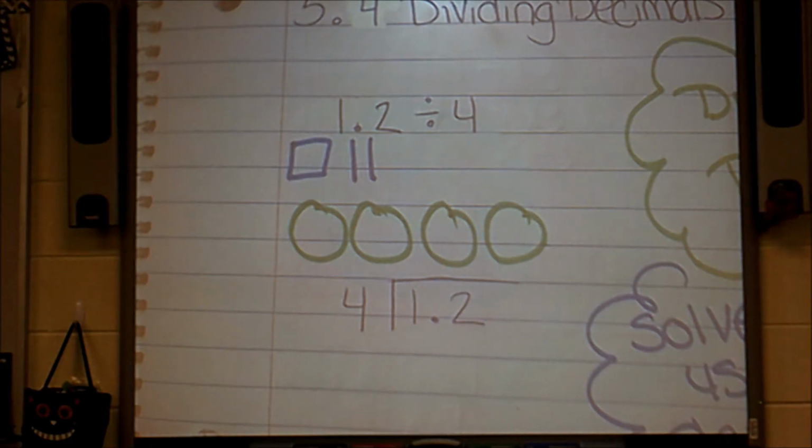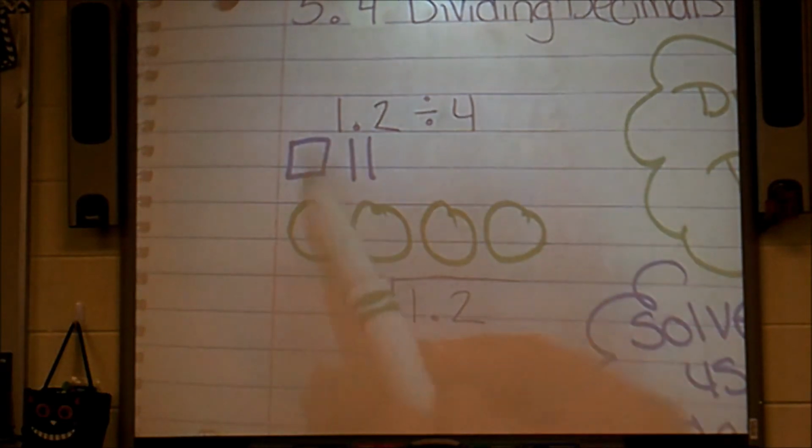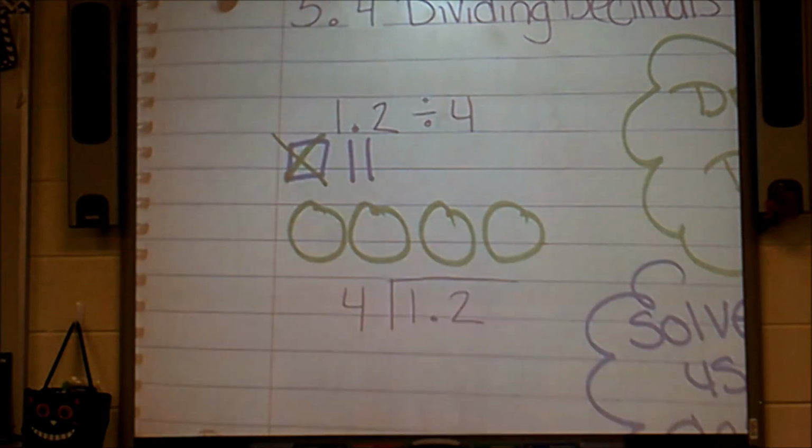Now, I have to share this pizza. Now, hopefully what you're saying to yourself is, Mrs. Bone, there's no way that I can share 1 whole and 2/10. I have to break up my 1 whole. I have to take that 1 whole and cut it up into pieces. And I think you're right. I think I can take this 1 whole pizza and cut it up. So I'm going to cross this out and I'm going to cut it up.